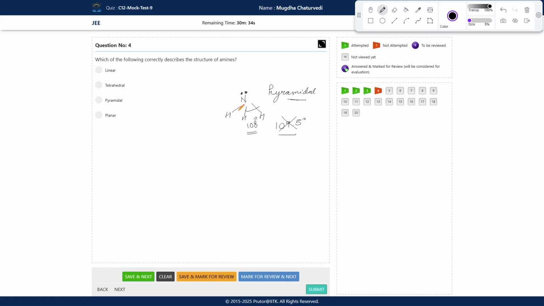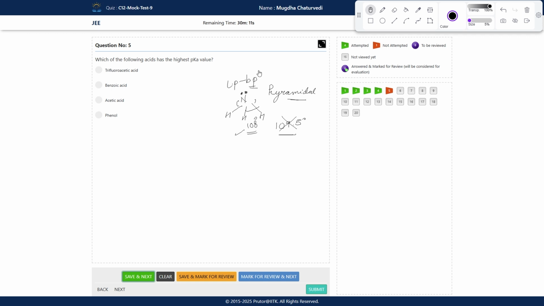This is because of lone pair and bond pair repulsion. It slightly pushes the bond pairs inwards, so the bond angle is less than 109.5 degrees, around 108 degrees. So the correct answer for this question is pyramidal.